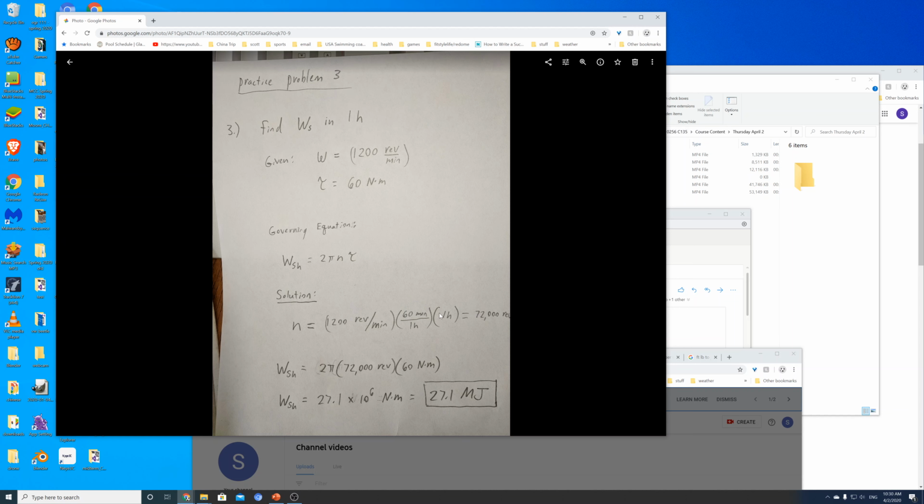Multiply it times an hour because that's how long we've gone for, and it comes out to be 72,000 revolutions total. Okay. Plug it in, perform the calculation, and you come up with 27.1 times 10 to the 6 Newton meters, which, a Newton meter, of course, is a joule, and this is going to be equal to 27.1 megajoules. And that is basically that one.